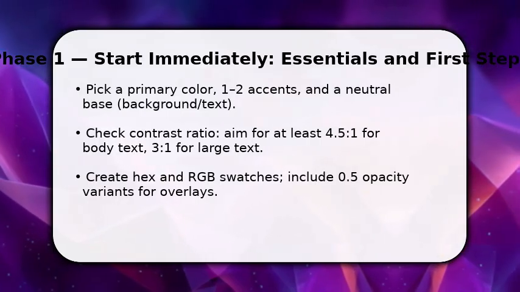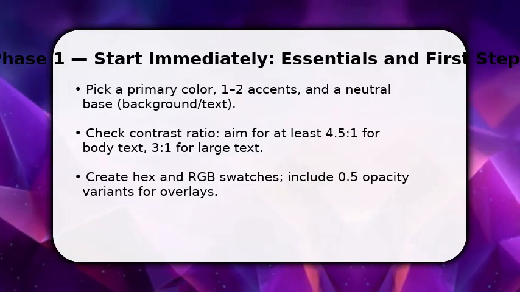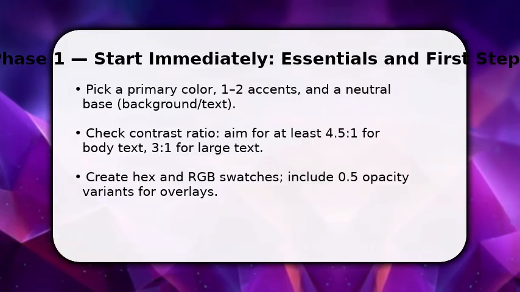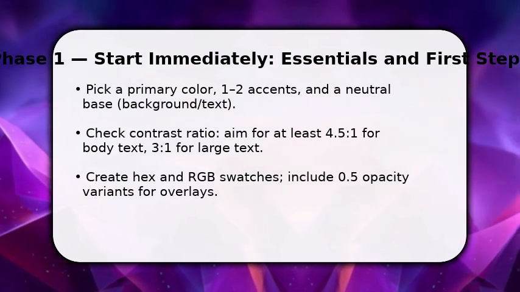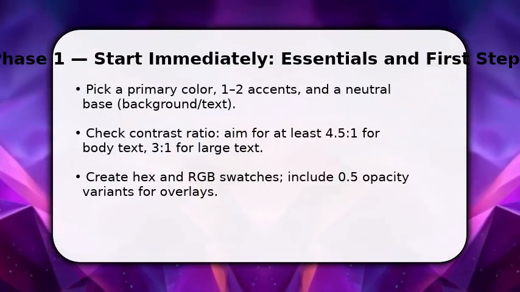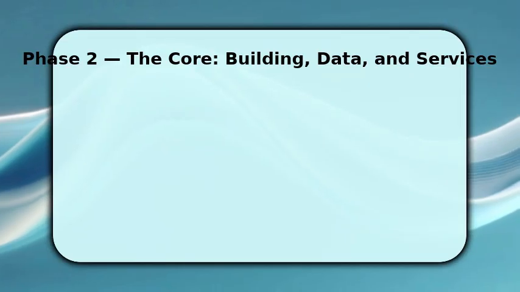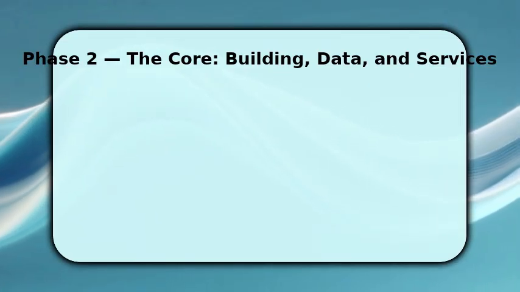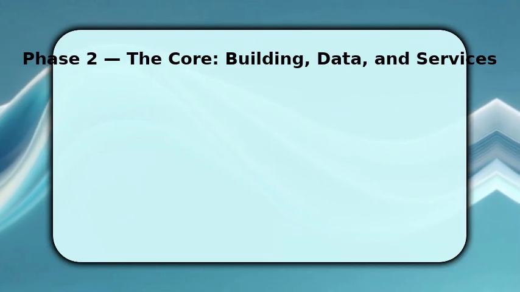Next, generate hex and RGB swatches and include 0.5 opacity options for overlays. This gives you immediate, reusable variables for CSS. Now you're ready to map colors to function and hierarchy. You now assign colors to UI roles: primary actions, secondary elements, success, warning, and error. Explain how that simplifies decisions. Developers and designers follow the same rules.